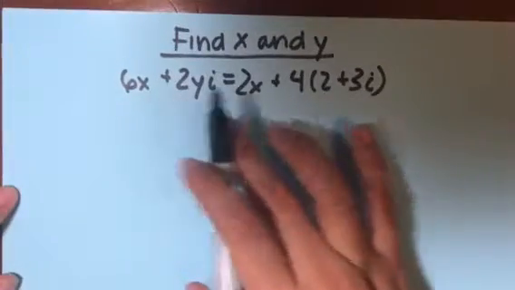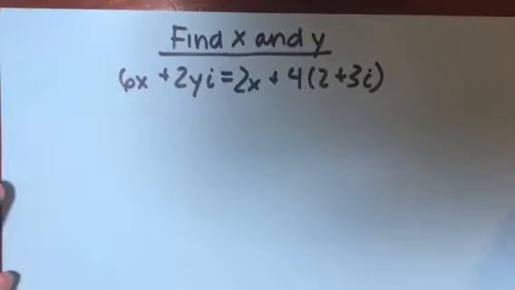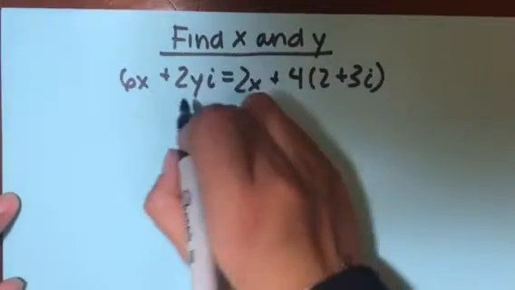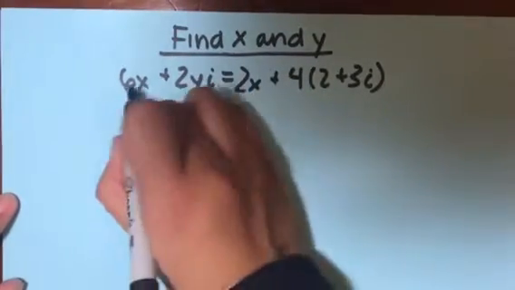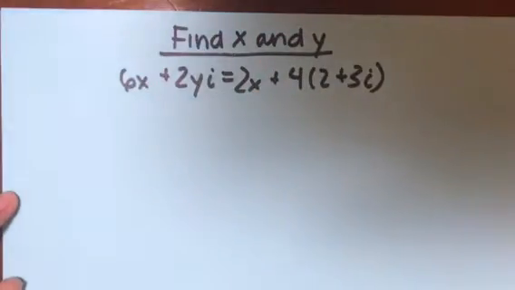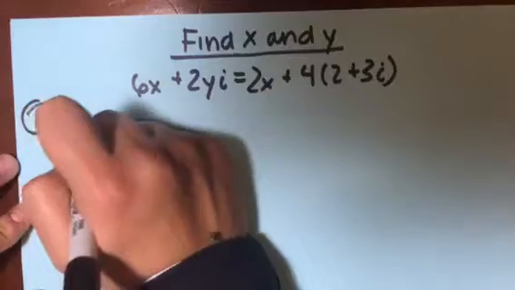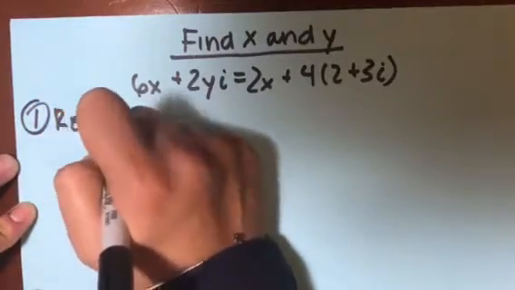Find the values of x and y that make this statement true. Well, taking a look, we can see that we are dealing with complex numbers, a combination of real and imaginary numbers. So, let's start by recalling the equality of complex numbers.